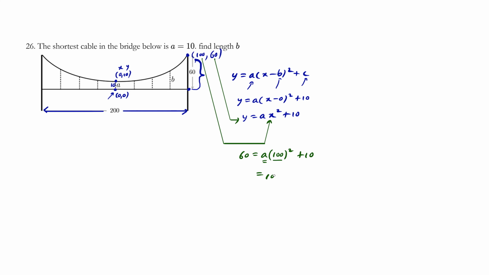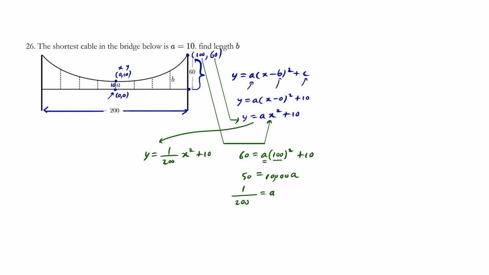100 times 100, we have 4 zeros, which means 10,000. 60 minus 10 is 50. And we're going to divide both sides by 10,000. So 50 divided by 10,000, if you simplify, is 1 over 200. So this is great. We have the actual equation now: y equals 1 over 200, that's the a value, x squared plus 10.